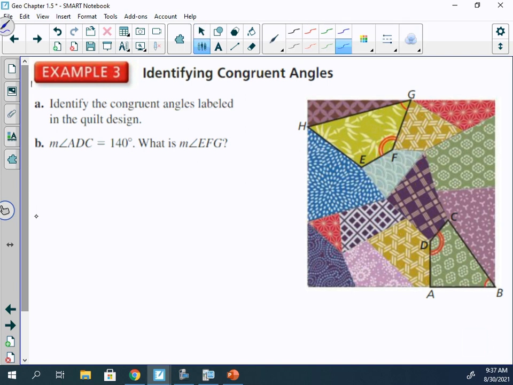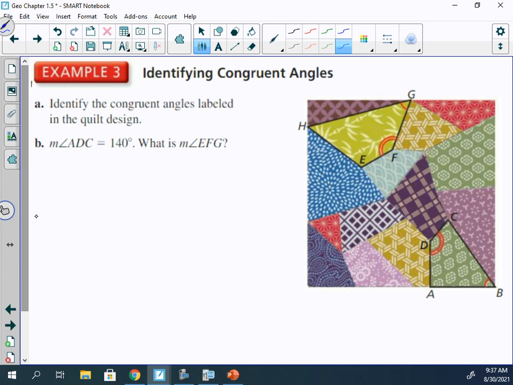Identify congruent angles labeled in the quilt design. Now this is a little hard to see because even the printers that we had before these that we currently have had a hard time printing this out. So I'm going to turn the lights off so that we can see it a little bit better. It's not as washed out, and I'll turn them back on.